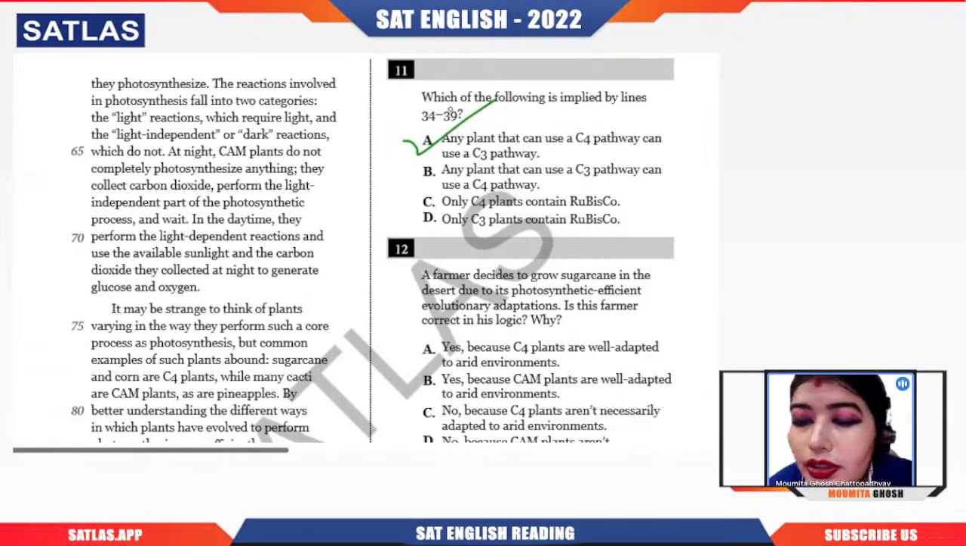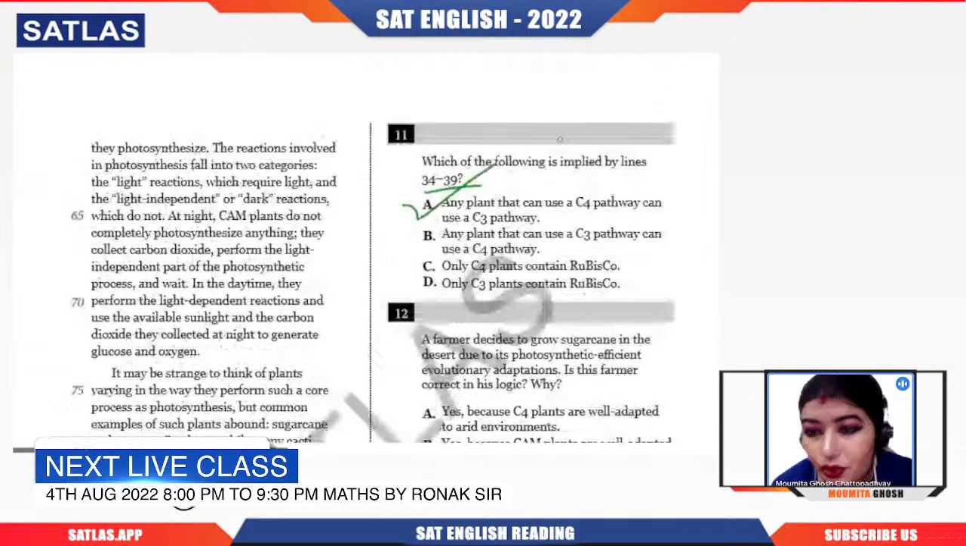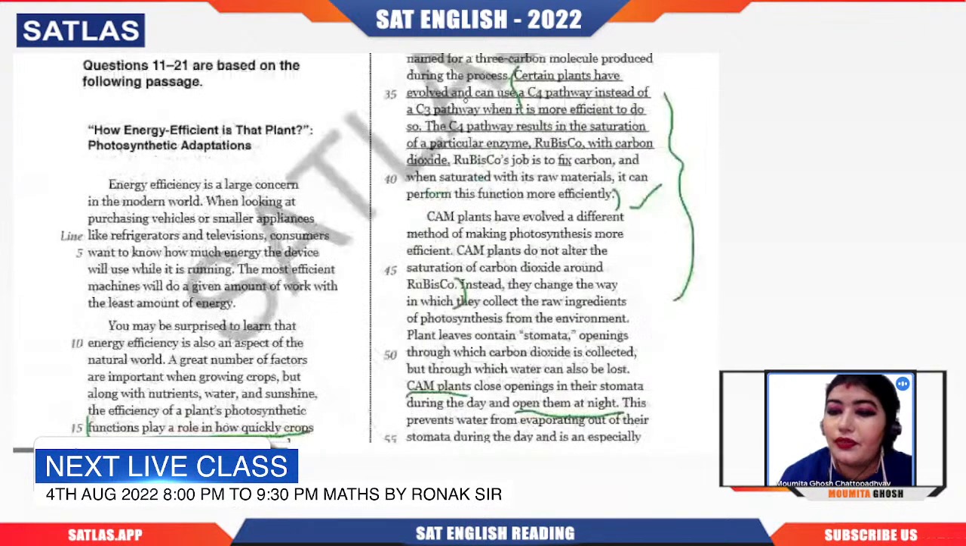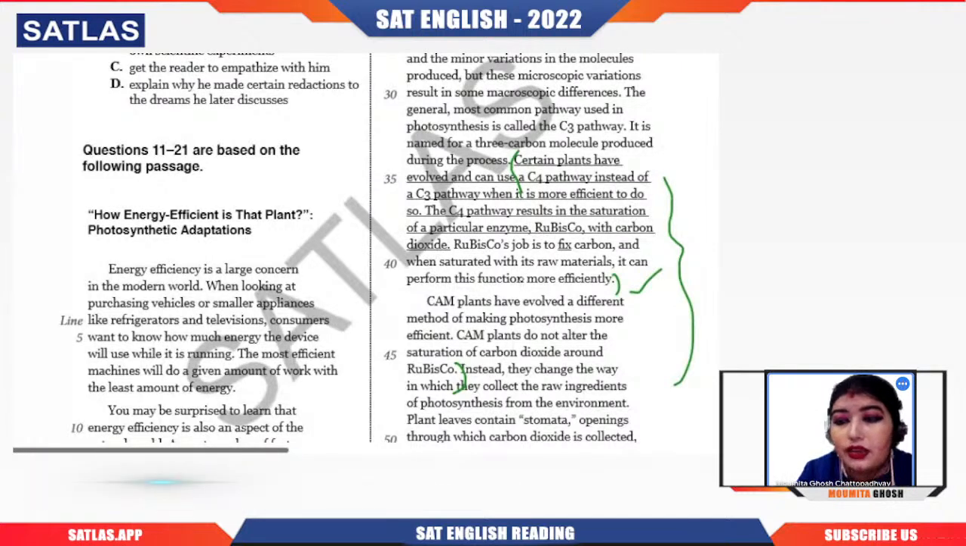Okay, so they have asked which of the following is being implied by lines 34 to 39. So let us go to 34 to 39. What do they say? That certain plants have evolved to use a C4 pathway instead of a C3 pathway when it is more efficient to do so. So the C4 pathway results in the saturation of a particular enzyme, rubisco, with carbon dioxide. Rubisco's job is to fix carbon, and when saturated with its raw materials, it can perform this function more efficiently.